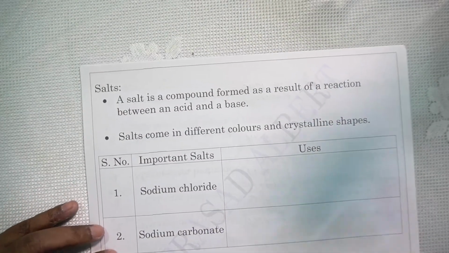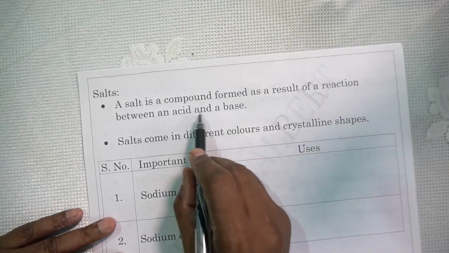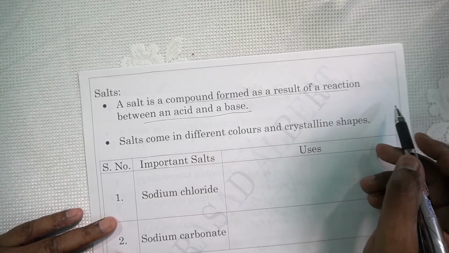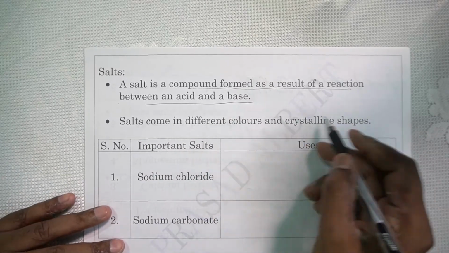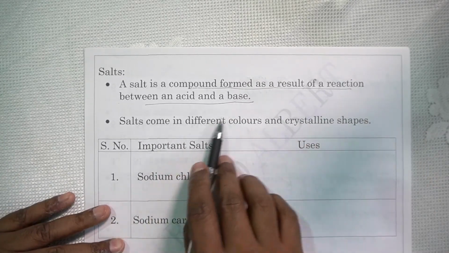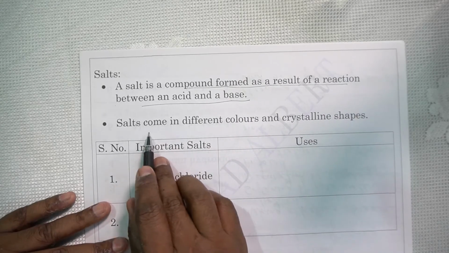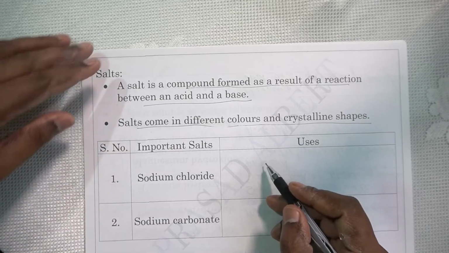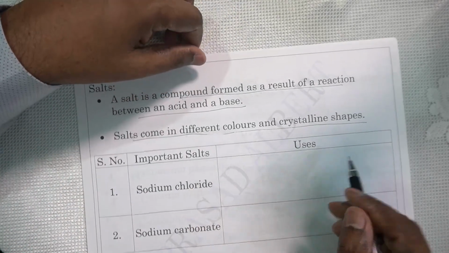Now let's see some salts. What is a salt? Salt is a compound formed by the reaction between an acid and a base. When acids react with bases, salt plus water, two substances are formed. So we get salt there. Salts come in different colors and crystalline shapes. Now let us have some important salts here. We have two salts here.